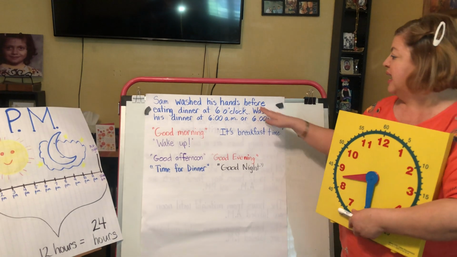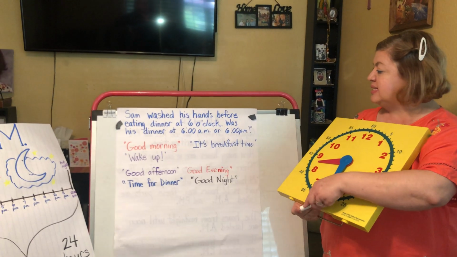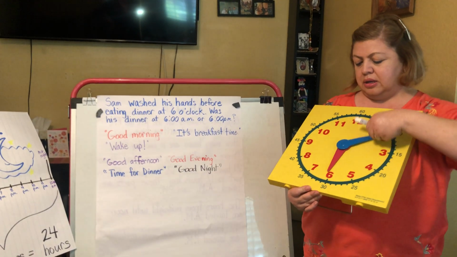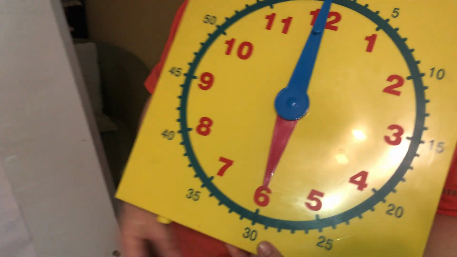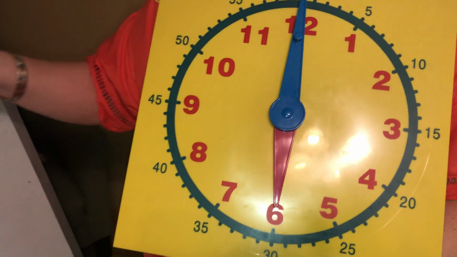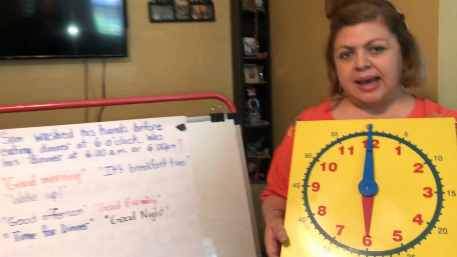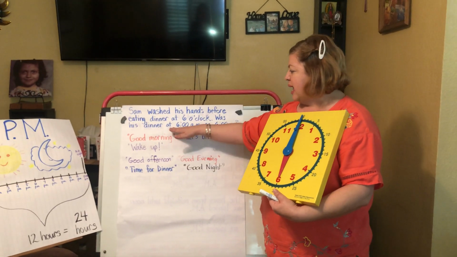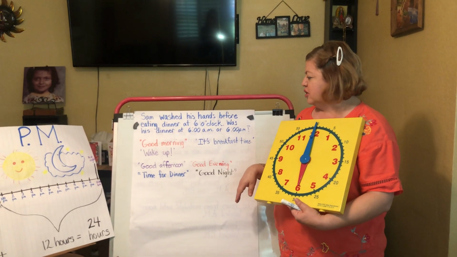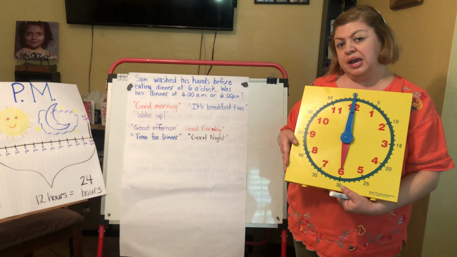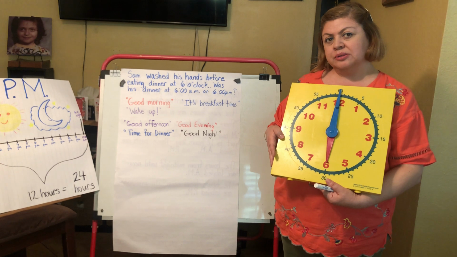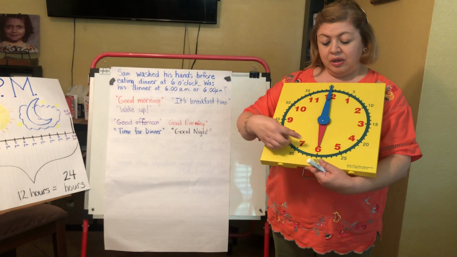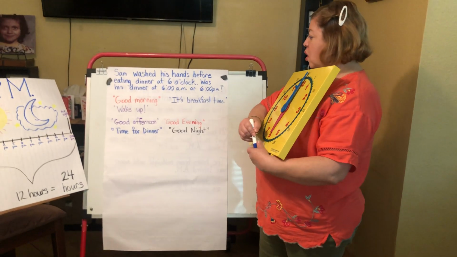Sam washed his hands before eating dinner at 6 o'clock. Okay, so he washed his hands at 6 o'clock. Okay, so here's 6 o'clock. Was his dinner at 6 a.m. or 6 p.m.? Okay, so he's washing his hands at 6 o'clock. And the question is asking if his dinner is at 6 a.m. or 6 p.m. Think about that, boys and girls. 6 a.m. or 6 p.m. If you said 6 p.m., you are correct.